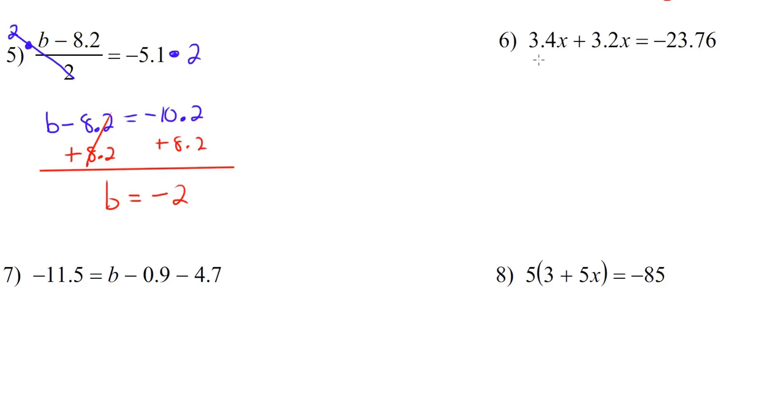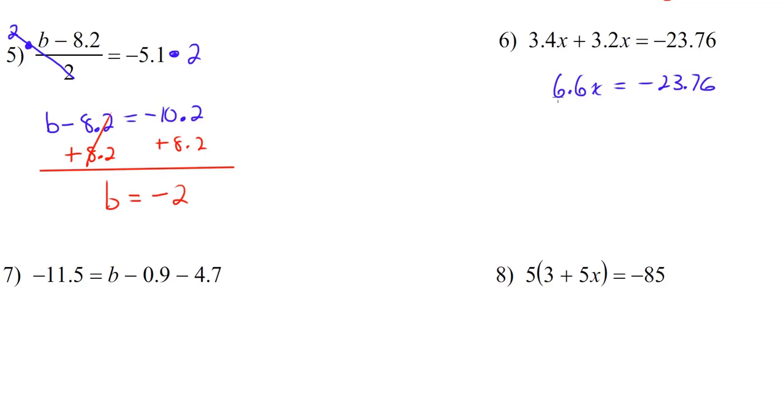Next, we have 3.4x plus 3.2x equals negative 23.76. So what we can do before we solve this equation is combine like terms. 3.4x and 3.2x are both on the left side of the equation, so we could combine them together. 3.4x plus 3.2x is 6.6x. So now we have 6.6x equals negative 23.76.